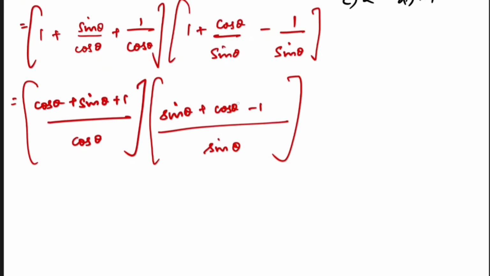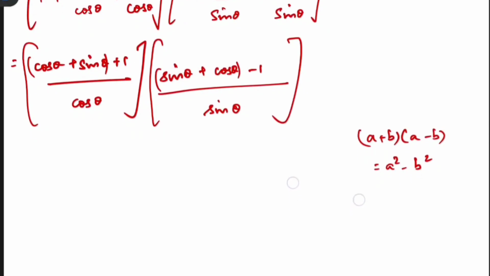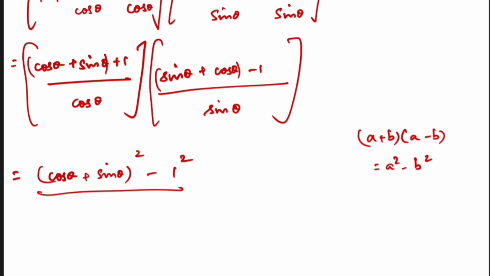The numerator appears to be the formula (a plus b) into (a minus b), the term a being cos theta plus sine theta and b being 1. So according to the formula, (a plus b) into (a minus b) is equal to a square minus b square. Substituting it into our equation, we get (cos theta plus sine theta) the whole square minus 1 the whole square, divided by sine theta into cos theta.